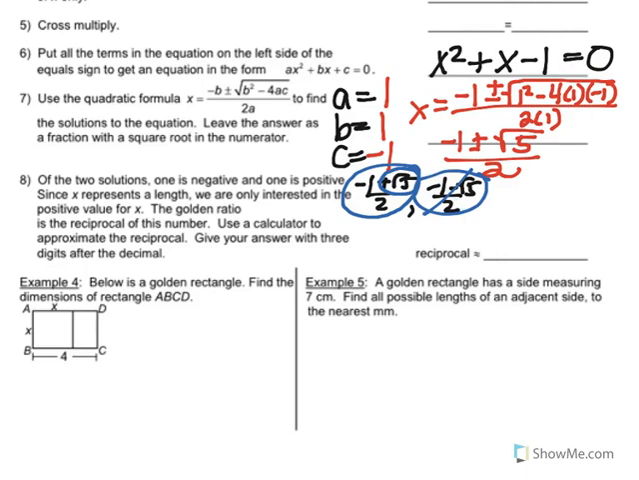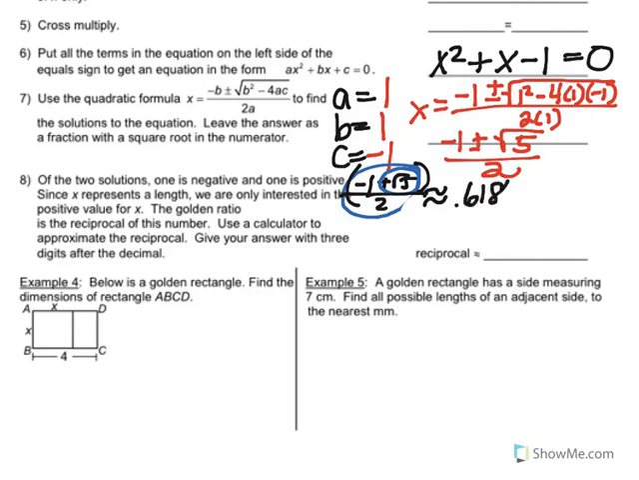Okay, so keeping that in mind, we're going to use the positive solution, so I'm going to ditch this one right here. Let's put that in our calculator. Put it all in parentheses: -1 plus the square root of 5, and then divide it by 2. And what do you get? You get that it is approximately 0.618.